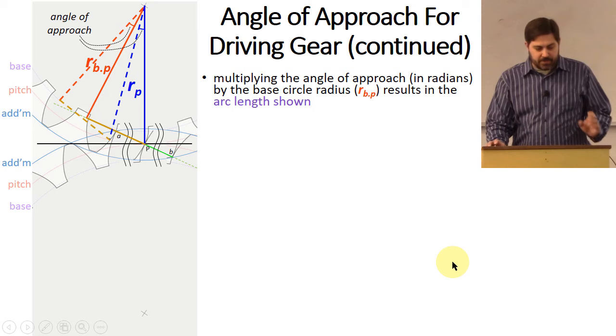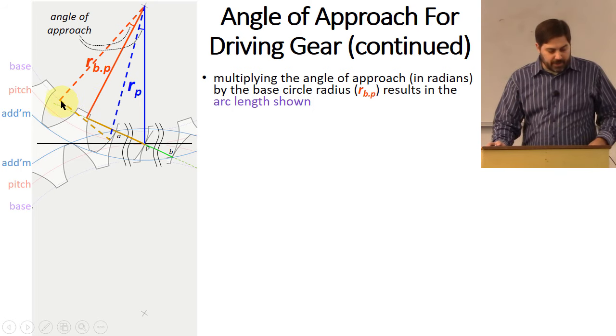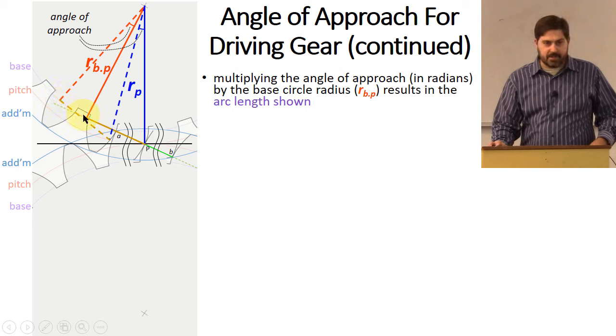The next thing we're going to do is determine how much arc length along the base circle was involved in this shift. All it takes is thinking of this angle up here as being an angle in radians. If you take that angle in radians and multiply it by the base circle radius, it gives you that arc length right there. With me so far?